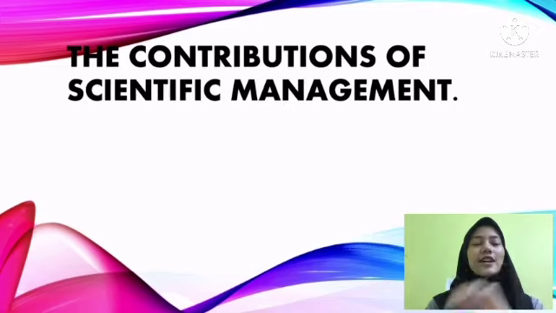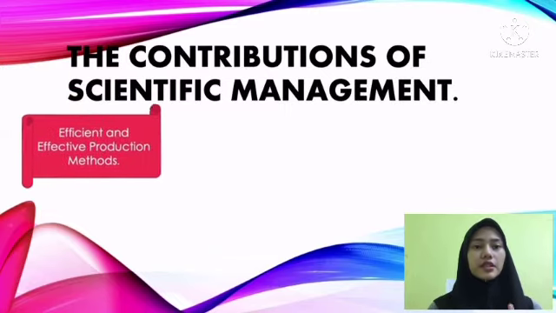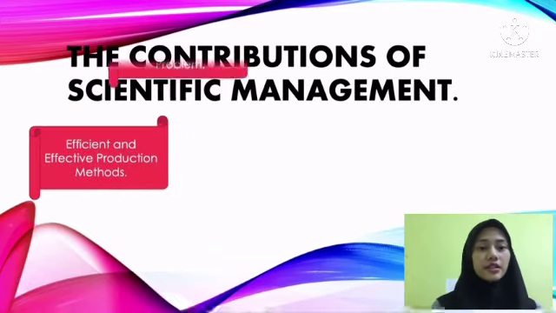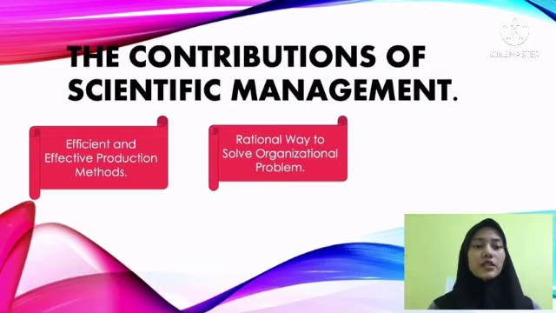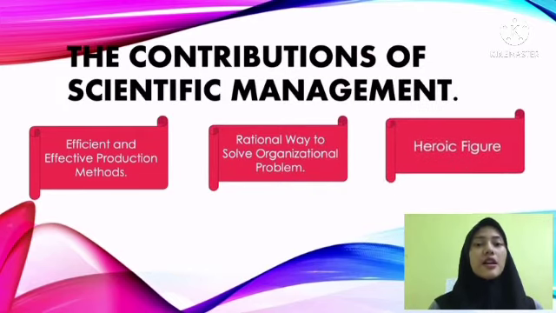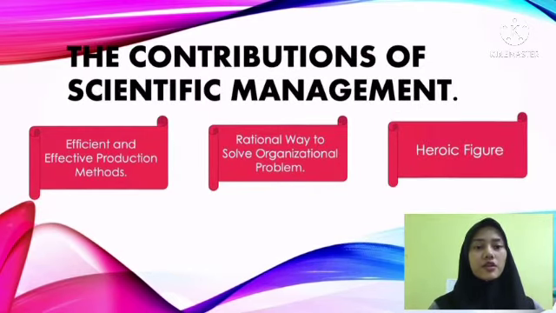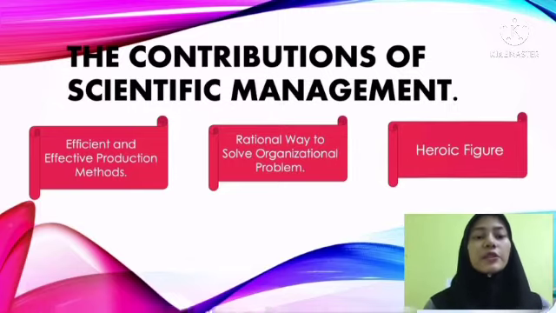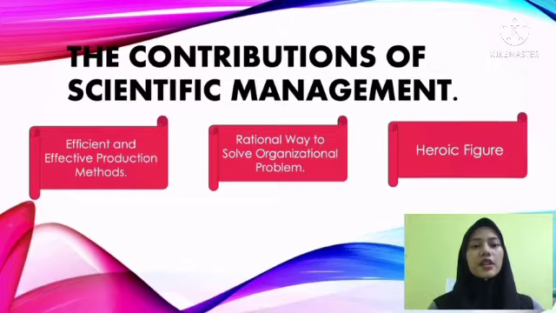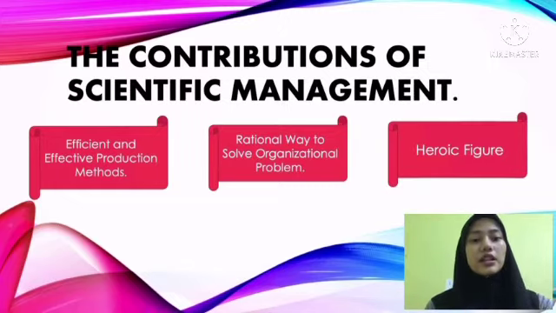So first, in this slide, I will talk about the contributions of scientific management. There are three. First is efficient and effective production methods, second is a rational way to solve organizational problems, and last but not least, heroic figure. So I will start with efficient and effective production methods. The fundamental benefit of scientific management, according to Kubrick, was conservation and saving, making adequate use of every ounce of energy of whatever form.